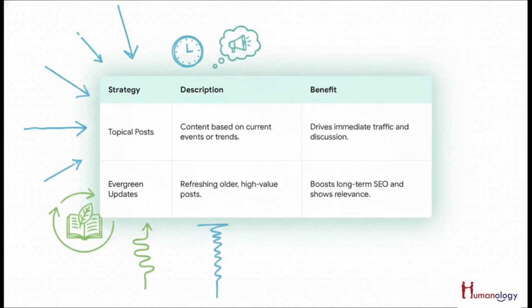And there are 2 main ways to do this, laid out perfectly right here. You've got your topical posts. These tap into what people are buzzing about right now. They're great for a quick surge of traffic and comments. But you can't forget about your evergreen updates. This is where you go back to an awesome post from a year or 2 ago, refresh it with new info, and bring it back to life. A really healthy blog needs a smart mix of both of these strategies.